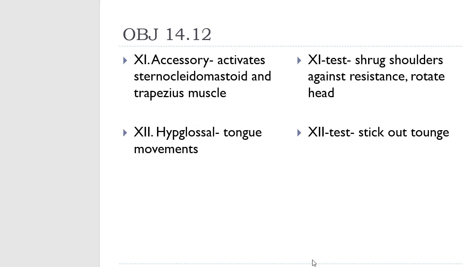Cranial nerve 11 is the accessory nerve. It activates the sternocleidomastoid. We talked about that before, that large muscle that allows you to turn your head left and right. So we can do a shrug of the shoulders against resistance. The doctor will push down on your child's shoulders and tell them to shrug or push their hands away. That's to test that nerve. And then we have, last but not least, hypoglossal, which is tongue movements. And to test, we tell them to stick their tongue out and move it back and forwards.